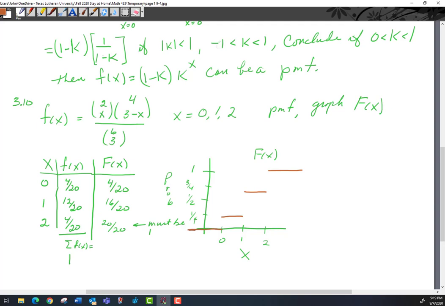Now remember, how high is this? Well, that's the jump at 2. So that's just the probability that x is equal to 2, which is lowercase f of 2.